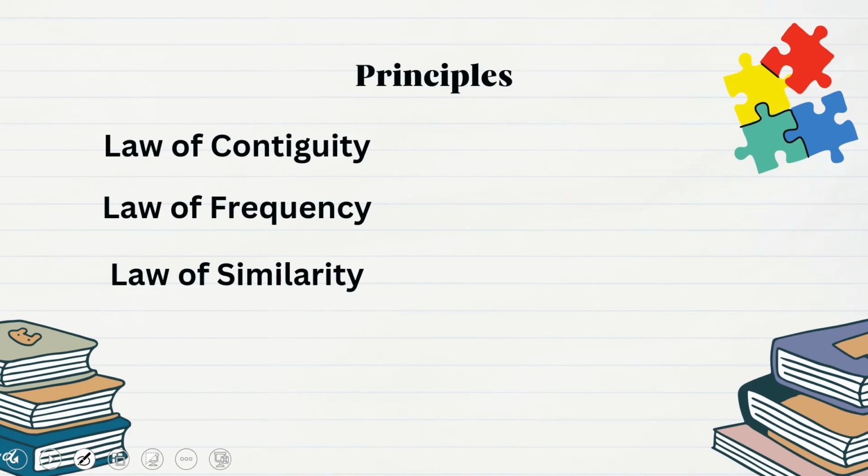Now, this basically suggests that learning occurs when two events or two elements are experienced together in close temporal or spatial proximity.